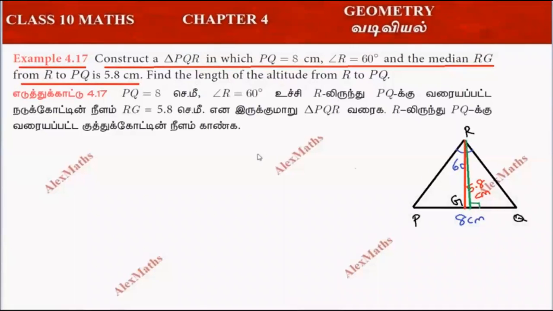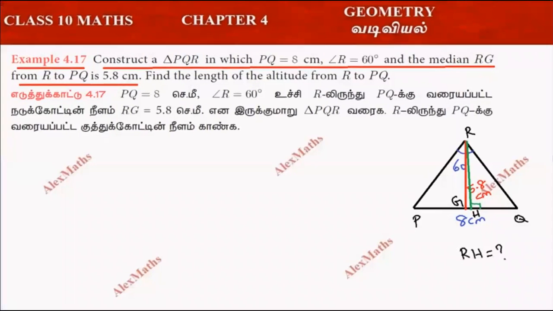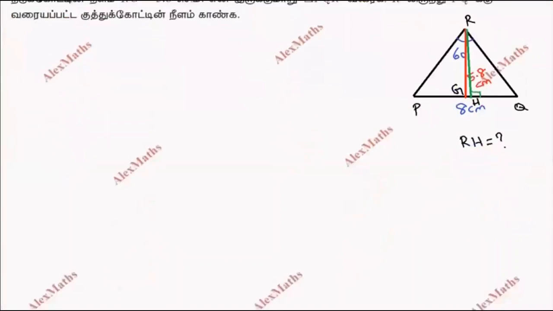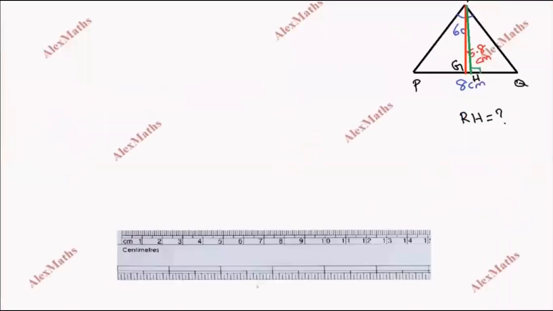So it's enough to draw this one RG alone. No need of drawing another line. That's enough. What is given in the book, no? The same way you can draw the rough diagram. Okay. Now first you draw a line segment PQ of length 8 centimeter, that we are drawing using the scale.